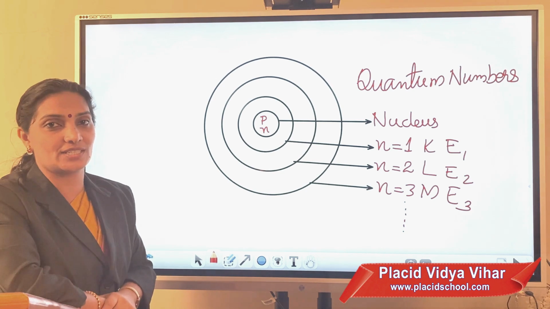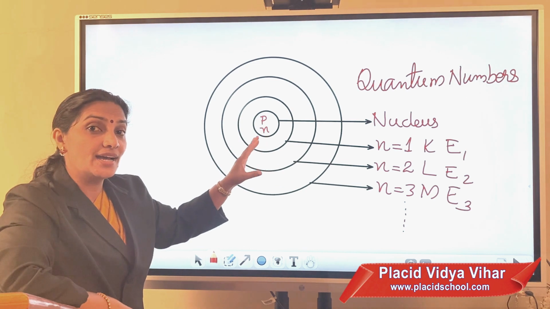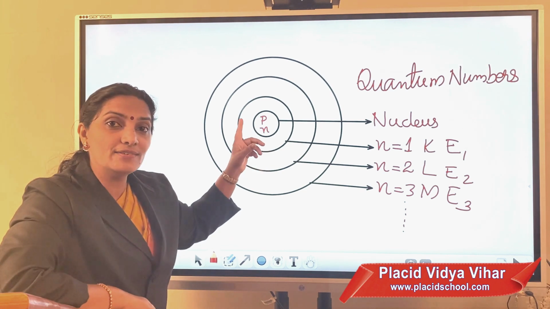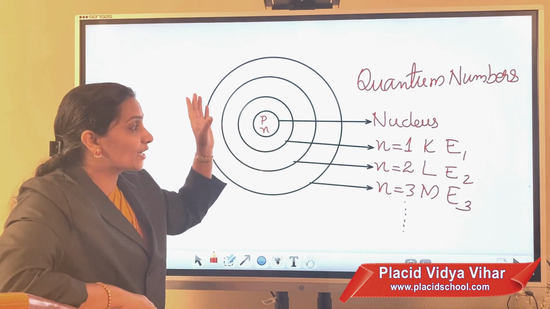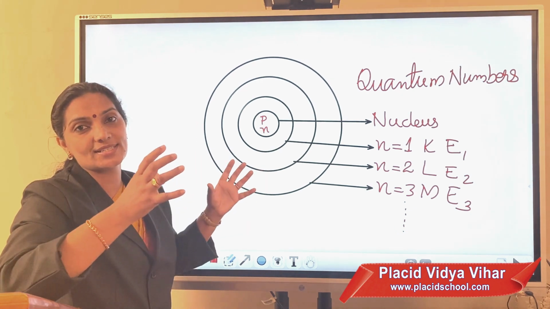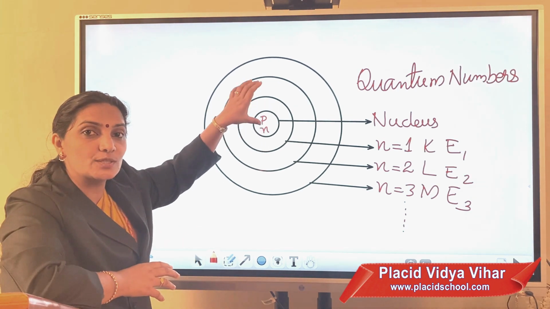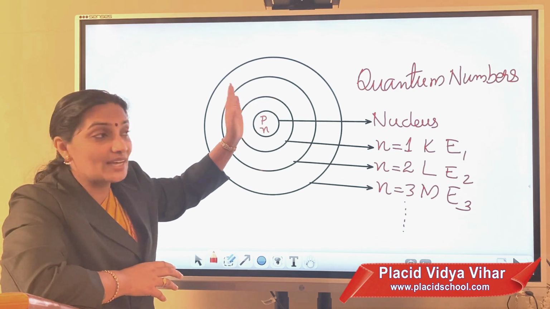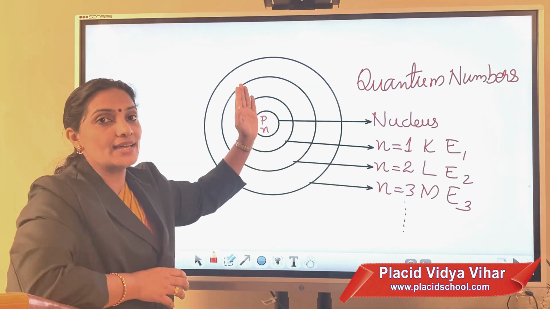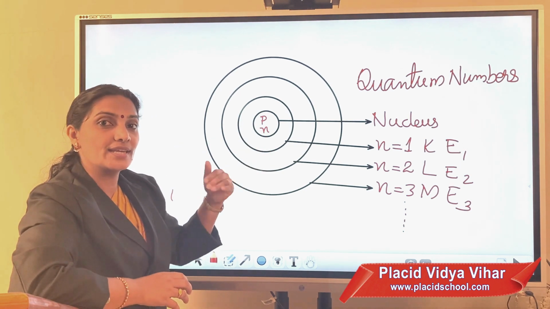What is the special nature of the K shell? The electrons present in the K shell are attracted strongly to the nucleus. We know that the nucleus has positive charge. Electrons have negative charge. So positive and negative charges attract. So the nucleus strongly binds the electrons present in the K shell. But as we move away from the nucleus, the attractive force between the nucleus and the electrons reduces. So the energy of the electrons increases.